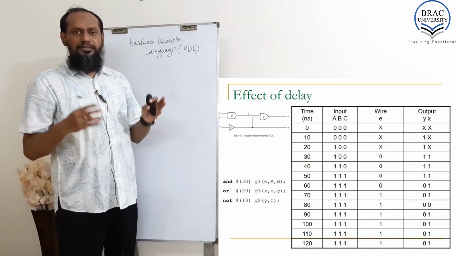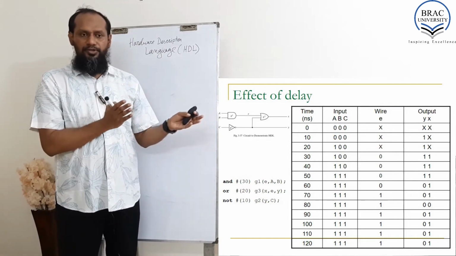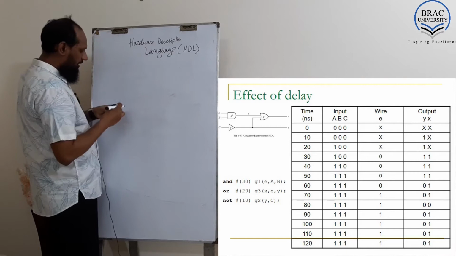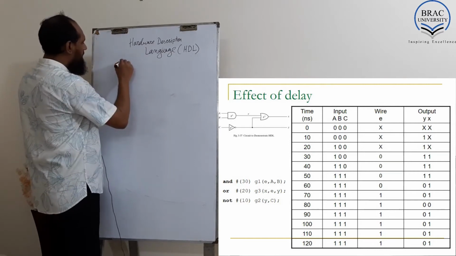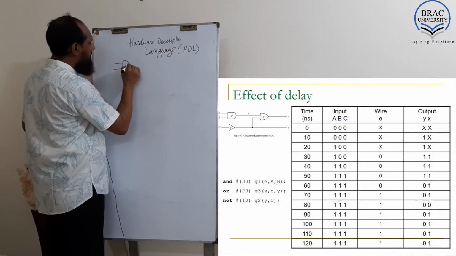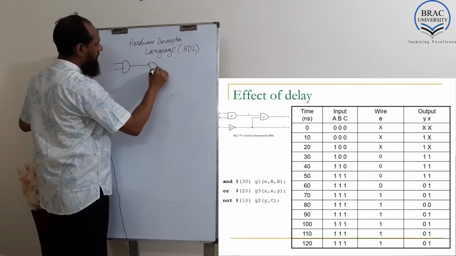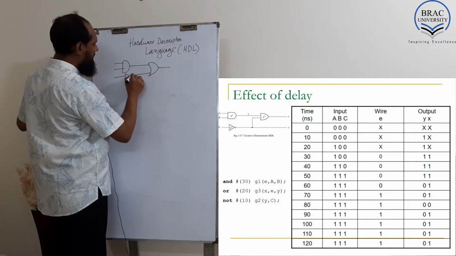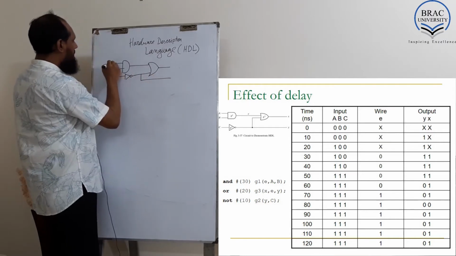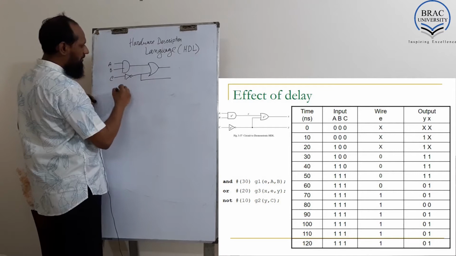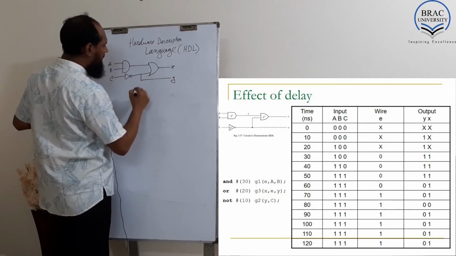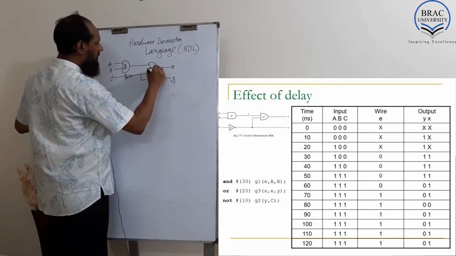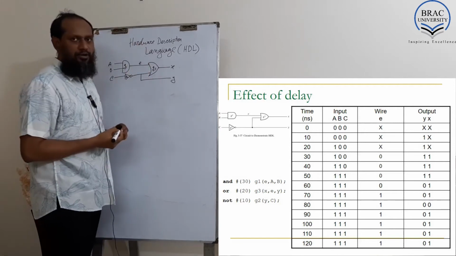Welcome back again. So let us have the time simulation for this logic circuit. Our logic circuit was like this. The inputs were A, B and C. The outputs were X and Y. The names of the gates were G1, G2 and G3. Here is a wire connection.